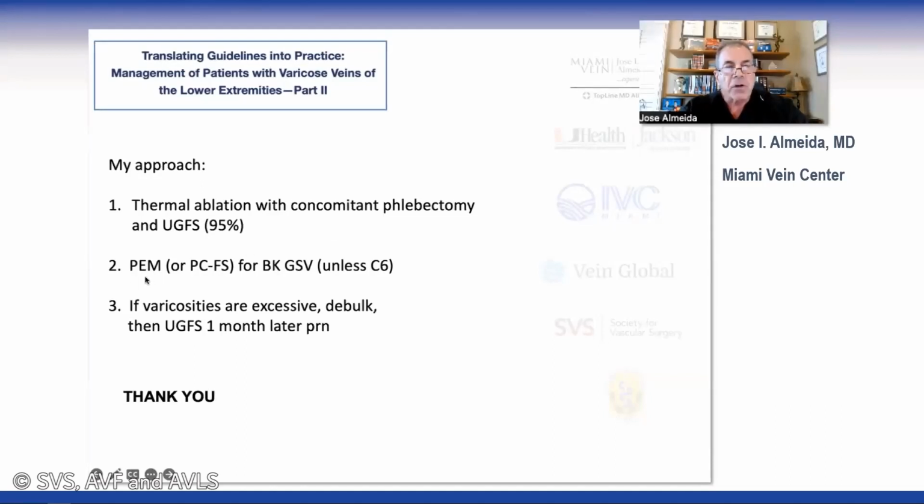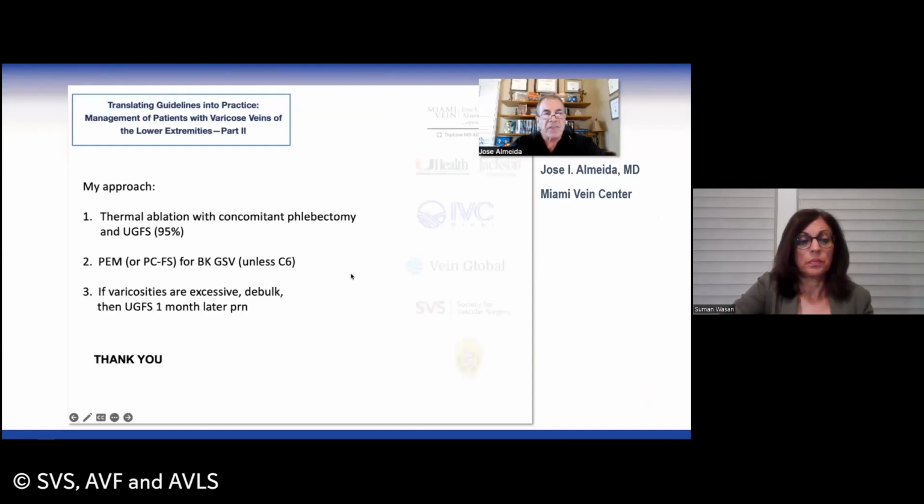Varithena or polidocanol intravenous microfoam or physician compounded foam sclerotherapy for the below-knee saphenous. Unless it's ulcer disease, and I will probably use thermal for the below-knee saphenous. If varicoses are extensive, we like to debulk with phlebectomy, get as much out, and then bring them back for ultrasound-guided foam sclerotherapy 1 month later for cleanup. So that's the evidence on ablation technologies as per the guidelines committee, and a little of my personal approach thrown in. Thank you, and happy to answer any questions.